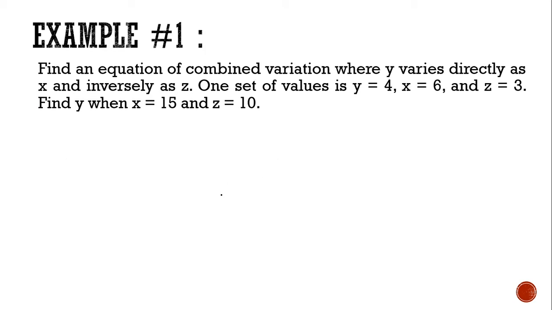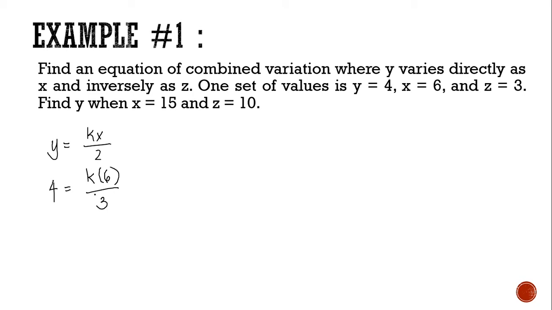So let's have example number 1. We have to find the equation of combined variation where y varies directly as x and inversely as z. Let's write the formula that we're going to use: y is equal to kx over z. One set of values is y is equal to 4, x is equal to 6, and z is equal to 3. In order for us to obtain the value of k, we have to substitute the values that we already know. So y is equal to 4, k is still missing, x is equal to 6, and z is equal to 3.